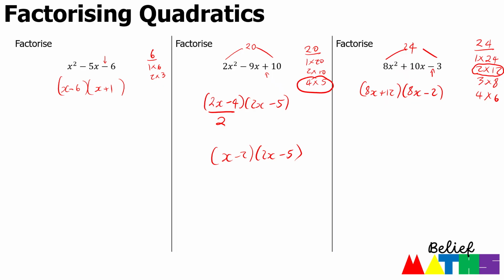Now the problem here is you can't divide 12 by 8 and you can't divide 2 by 8. But we can split the 8 into a 4 and a 2, because 4 times 2 is 8. If we divide the first bracket by 4, we get 2x plus 3. And the second bracket by 2 gives you 4x minus 1, which gives us the answer we needed.